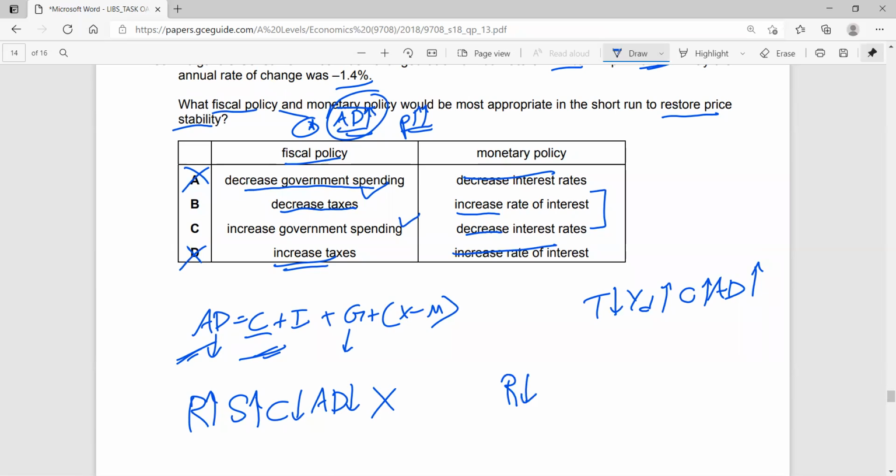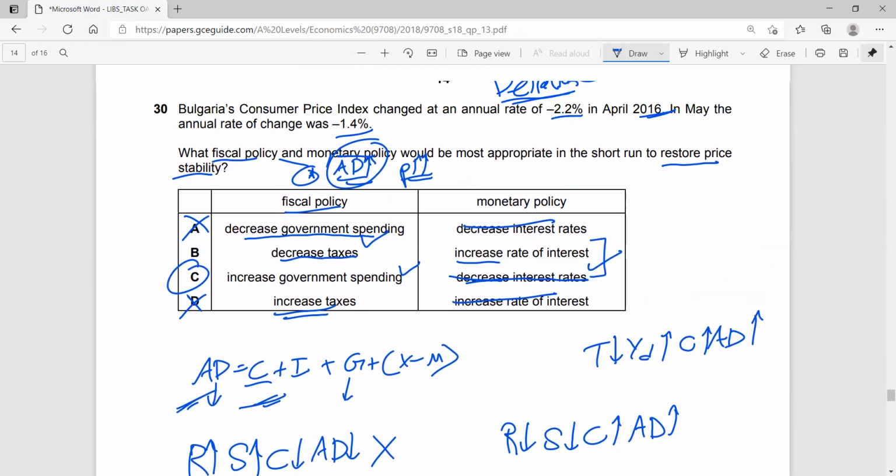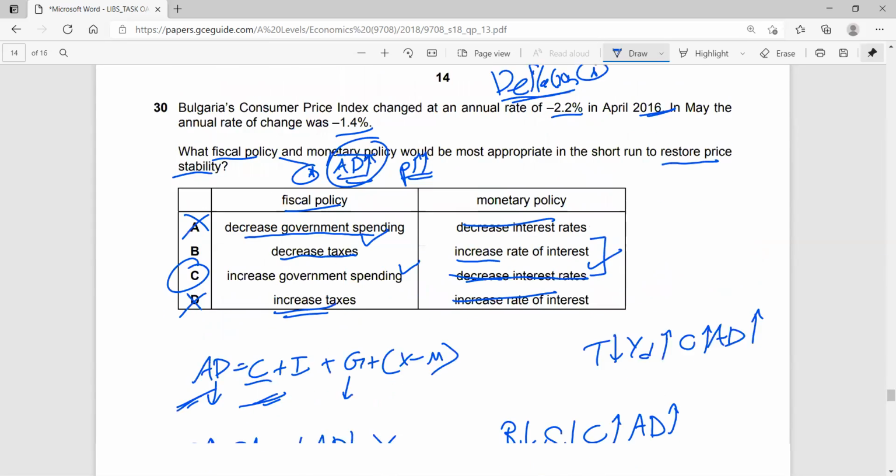So instead, what you want to do is decrease interest rates, because if you decrease interest rates, the incentive to save is less. Instead, you'd rather consume. And if you'd rather consume, that will increase aggregate demand. So that does the trick. So that will be 30 part C.